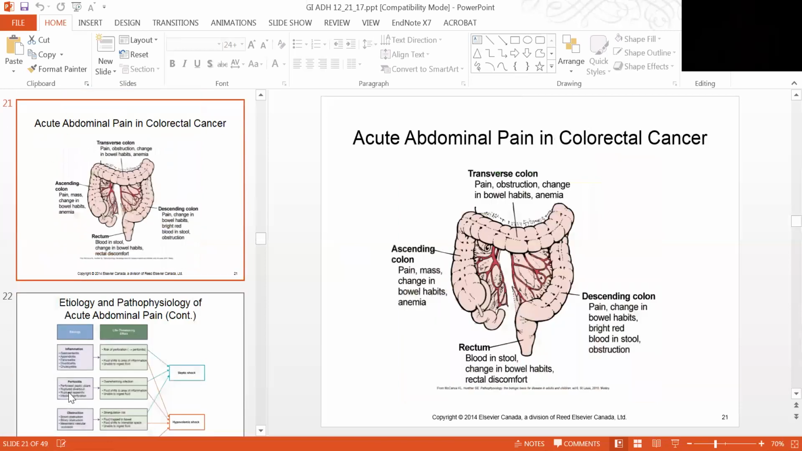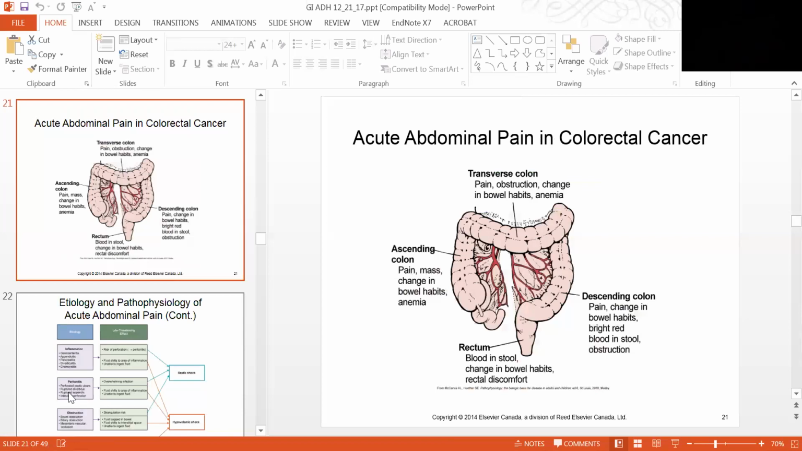They also might have acute abdominal pain due to colon cancer. If cancer is located in the transverse colon, you might feel pain. There might also be obstruction or narrowing, and that's when the stool becomes very ribbon-like. You'll see a change in bowel habits, and the patient might also be anemic. If the cancer is in the ascending colon, you may find, again, pain in that right side of the abdomen with a change in the bowel habits.